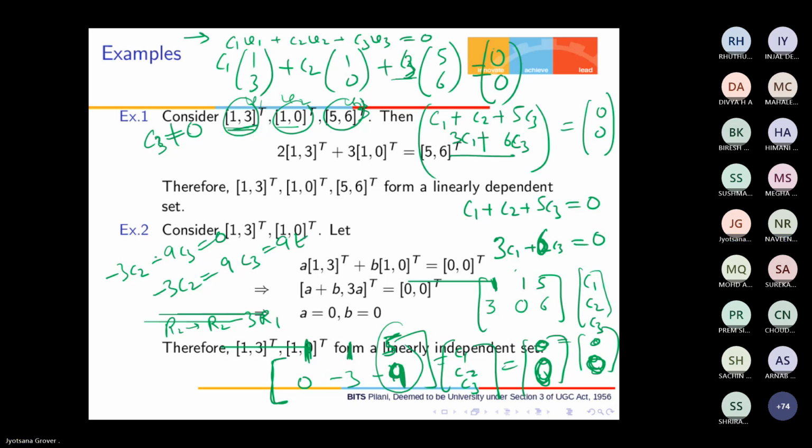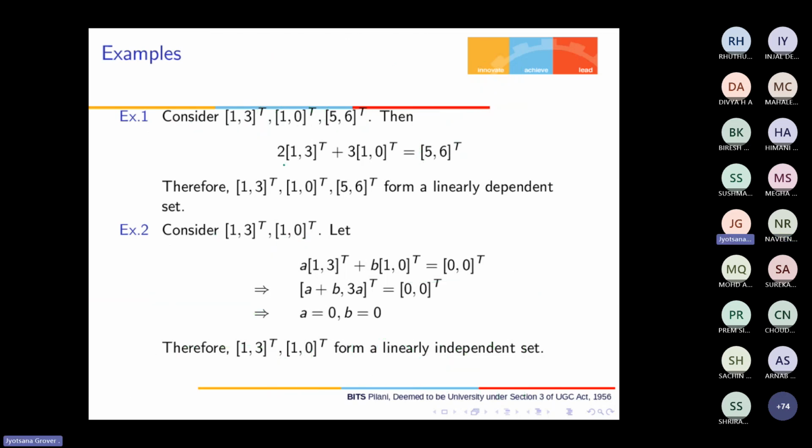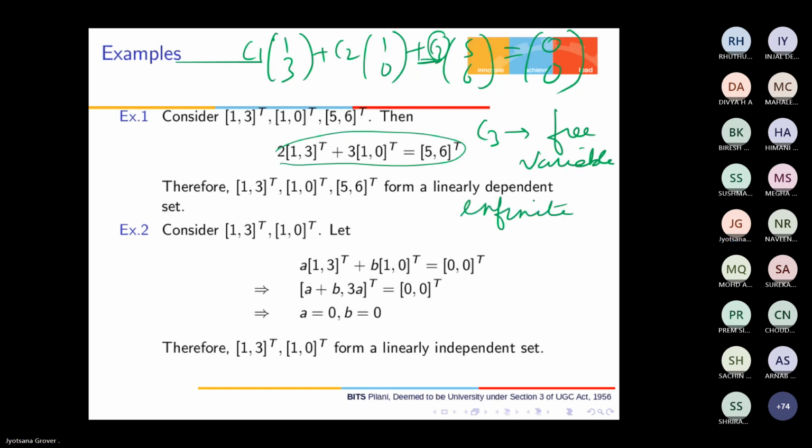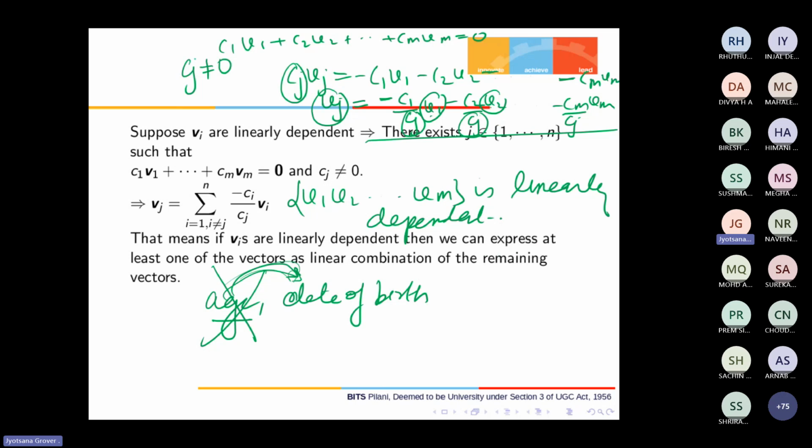Correct. So that's why it is linearly dependent. See, you started with C1 times 1 3 plus C2 times 1 0 plus C3 times 5 6 is equal to 0 0. You saw that C3 is called the free variable, and when you have a free variable, you'll have infinitely many solutions. In that case, you can consider C3 to be non-zero now. And what is the definition of a linearly dependent set?